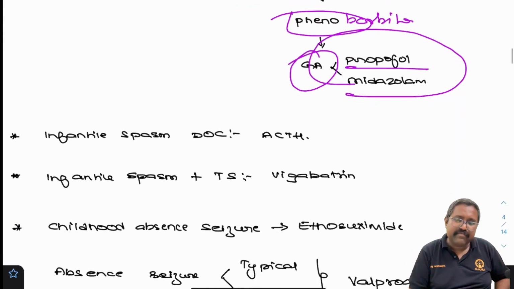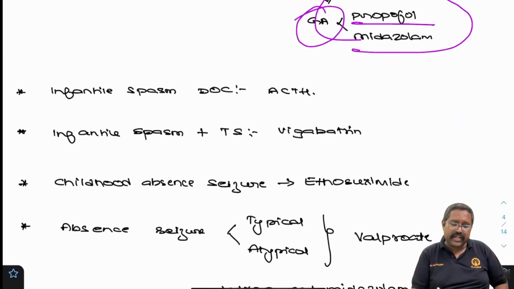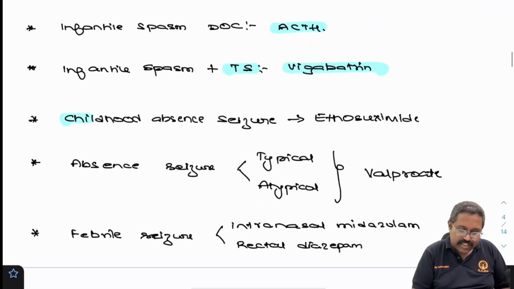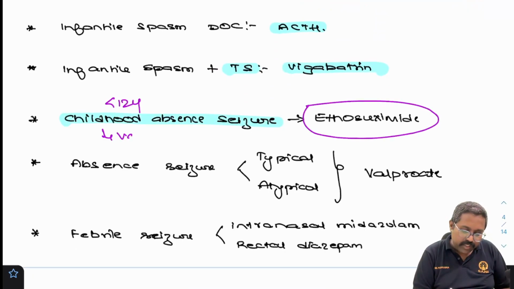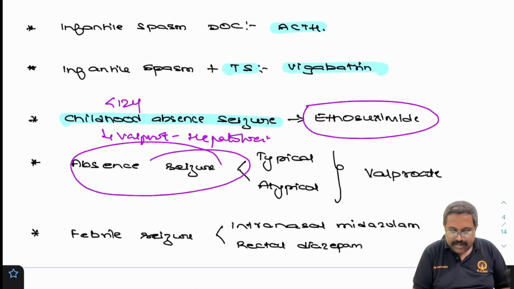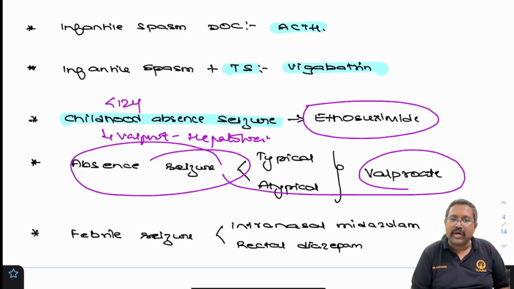So how to treat infantile spasm, which is the drug of choice for infantile spasm? Infantile spasm, you give ACTH. Infantile spasm associated with tuberous sclerosis is your vigabatrin. So absence seizure in childhood, if the child age is less than 12 years, you go for ethosuximide, because valproate will cause hepatotoxicity. To avoid this, you give ethosuximide. Otherwise, for all other absence seizures, the drug of choice will be your valproate.